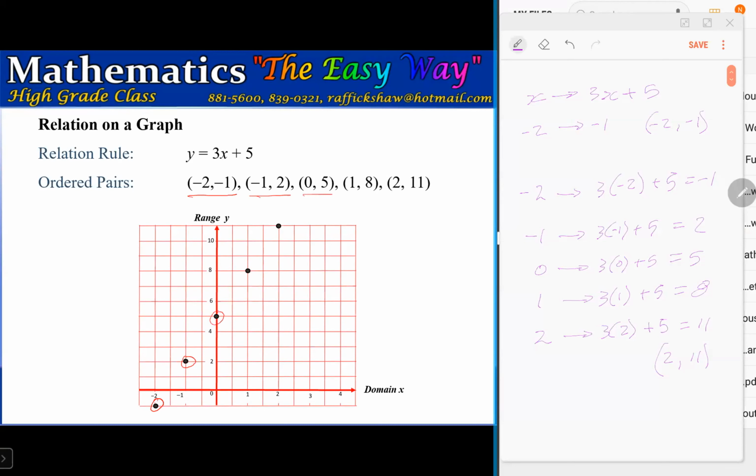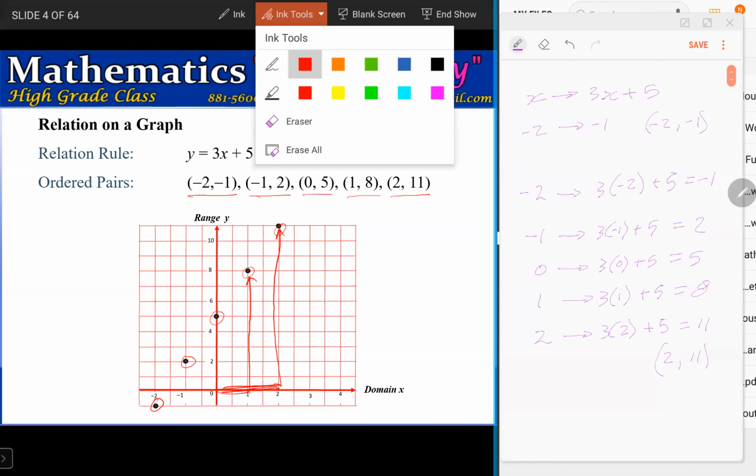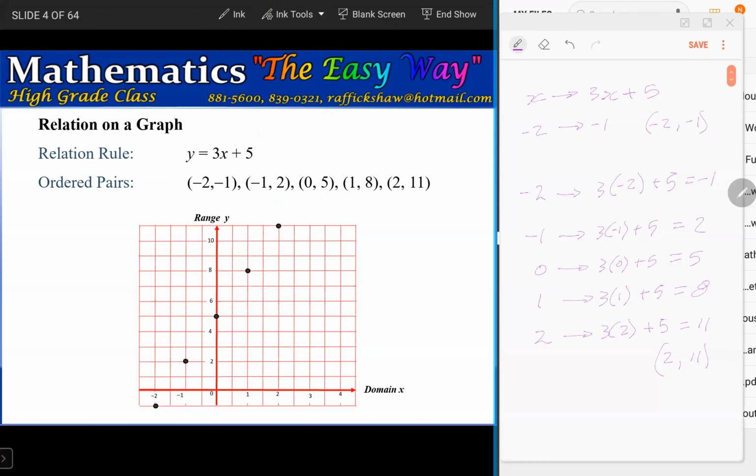And then the 1, 8. The 1, 8 is this one. See, 1 across, 8 up. Everybody can see that. And then the 2, 11 is this one. See it here, 2 across to the right, and then 11 up there. So those are the points, right? And then you just draw the line through them.